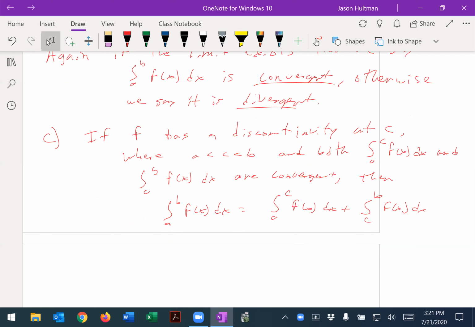And why would we have to do this? Because sometimes we're going to get a discontinuity. We could have a jump discontinuity. We could have a spike in the graph. And we're going to have to say, well, let's do the integral on the right side, let's do the integral on the left side, and then let's put them together.